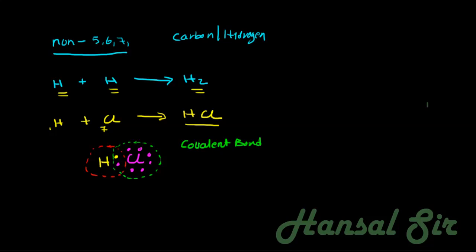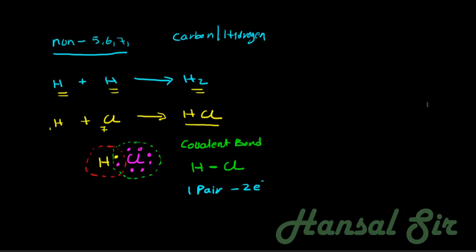Now the way we represent this is by putting a dash between the atoms. That means we write it like this: hydrogen dash chlorine. This hyphen over here basically tells us that there is a sharing of 1 pair of electrons between hydrogen and chlorine. Now make sure we understand this. There is a sharing of 1 pair. That means they are sharing 2 electrons.